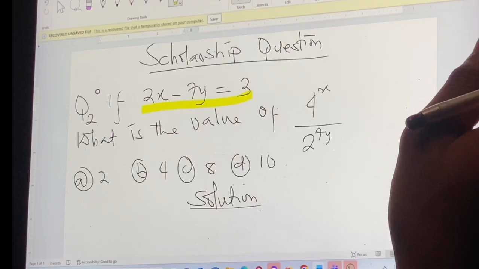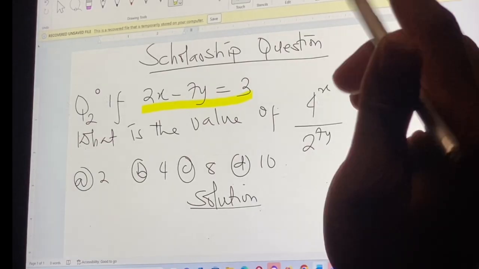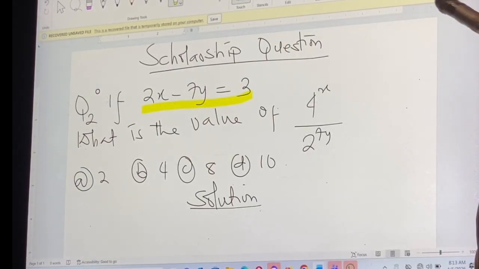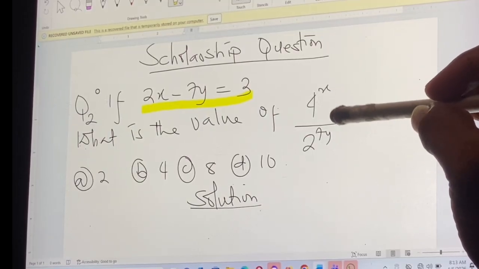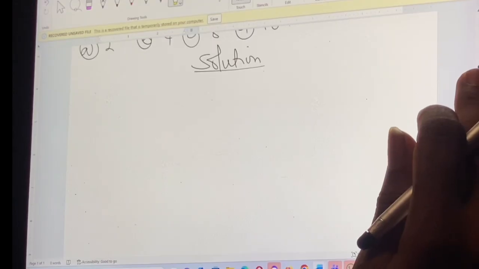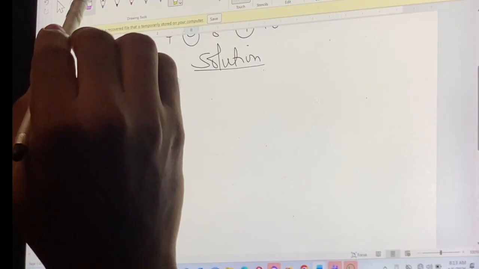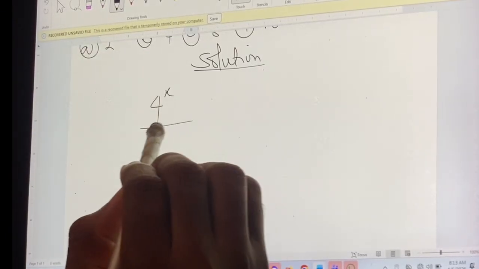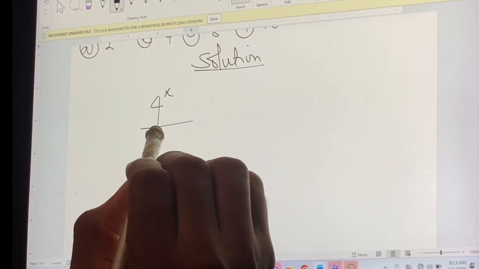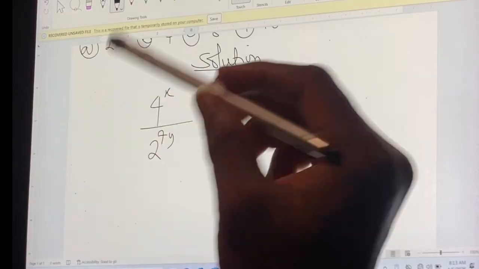So we use the expression given to us here to evaluate if we can solve this particular question from the expression rather than from the equation. Okay, from the expression here, we are given 4 raised to the power of s over 2 raised to the power of 7y. From the law of indices here, let me use indices.